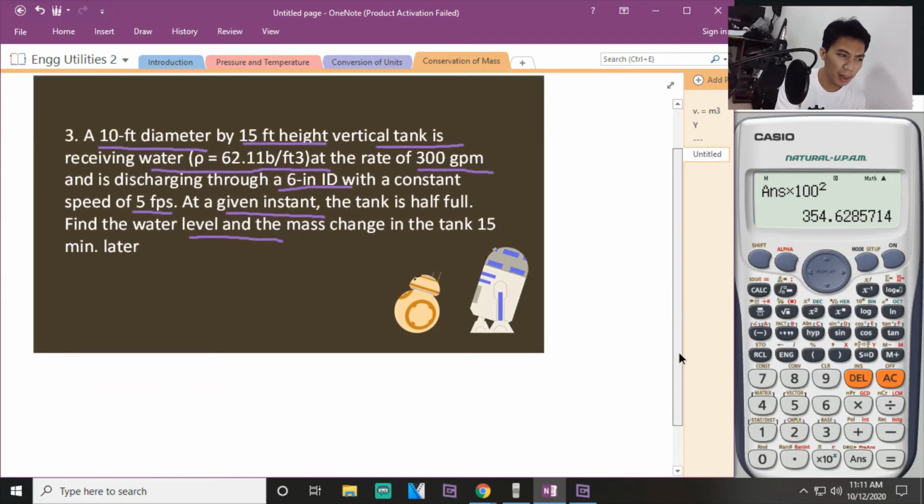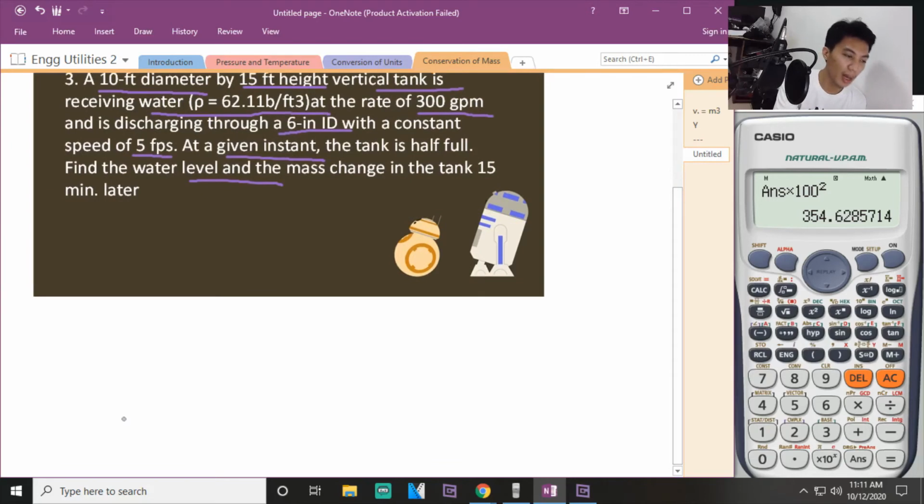Okay. Paano ba yan? Hindi ko alam solve yan. Hindi, joke lang. Okay, class, ganito. Mas maganda kasi drawing yan.